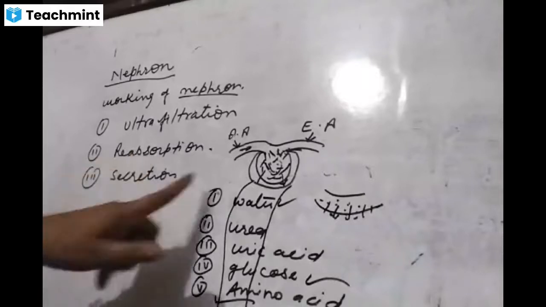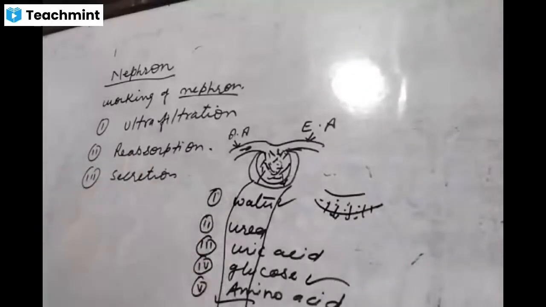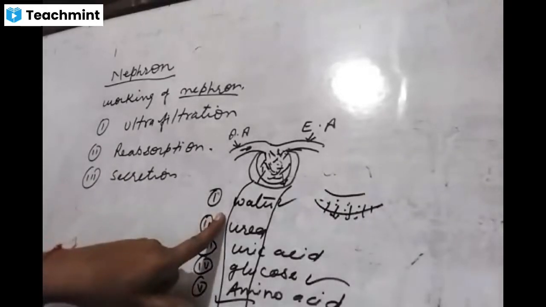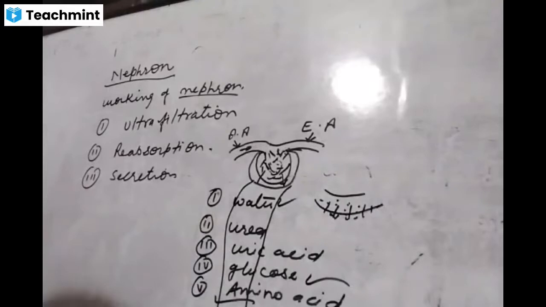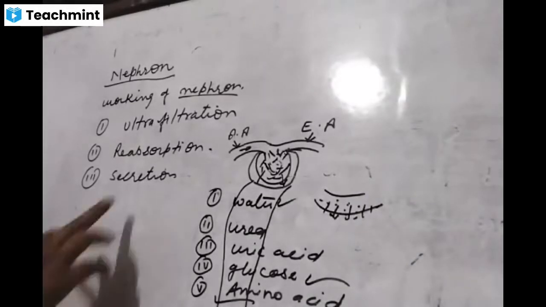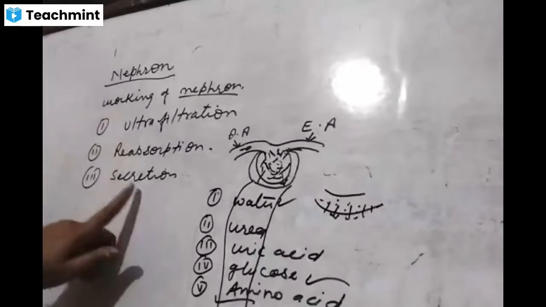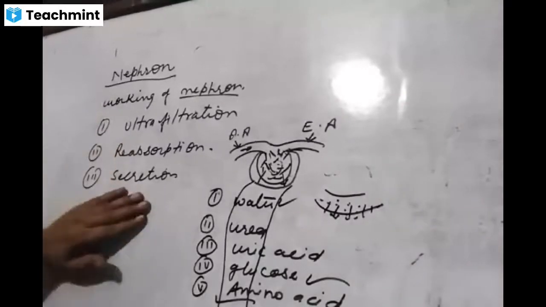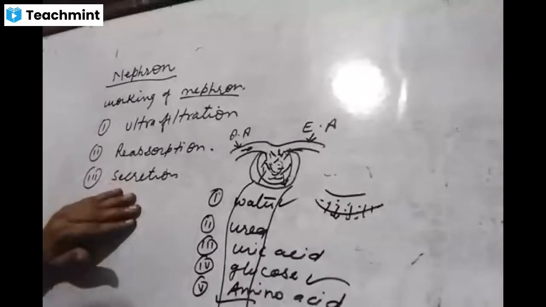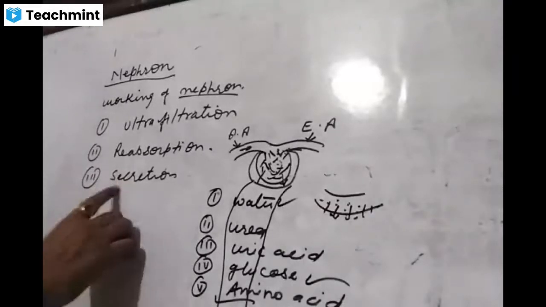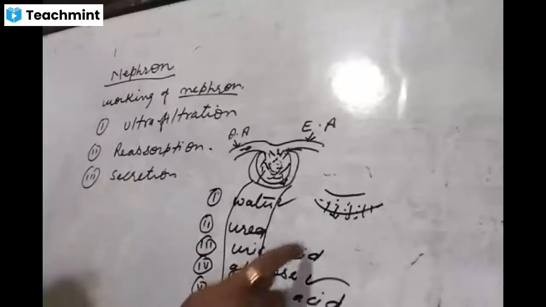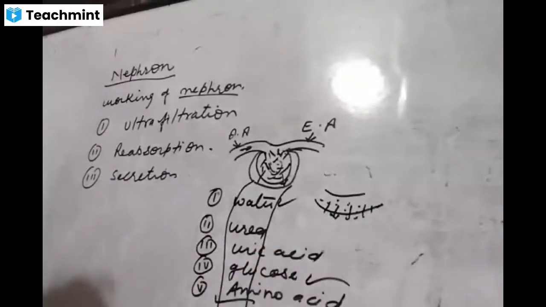You understood? So reabsorption of these materials takes place in the tubular part, mainly the proximal convoluted tubule, and in Henle's loop also reabsorption of ions and water takes place. Now the third function is secretion. So where will secretion of these substances take place, that you see. This secretion takes place in the distal convoluted tubule.